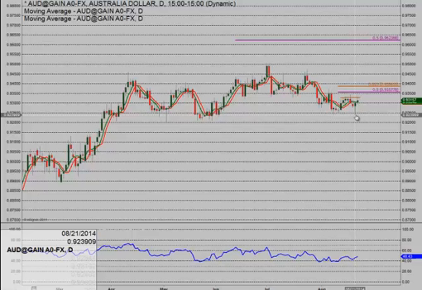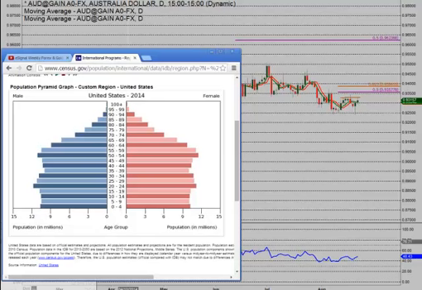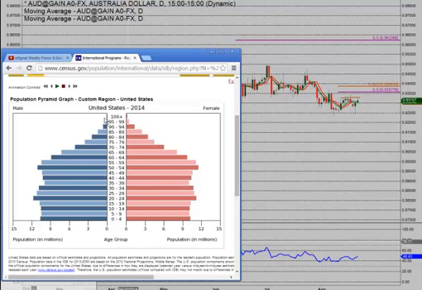I'm going to show you something really quick that tends to be supportive of the Australian dollar. It's certainly nothing new. Everybody knows about this. Remember a couple weeks ago we were talking about population pyramids, and here's the population pyramid of the United States. It breaks down the population as a percent of the total, and what's very positive in the U.S. is see how 20-something-year-old males make up the largest percentage of the population right now.